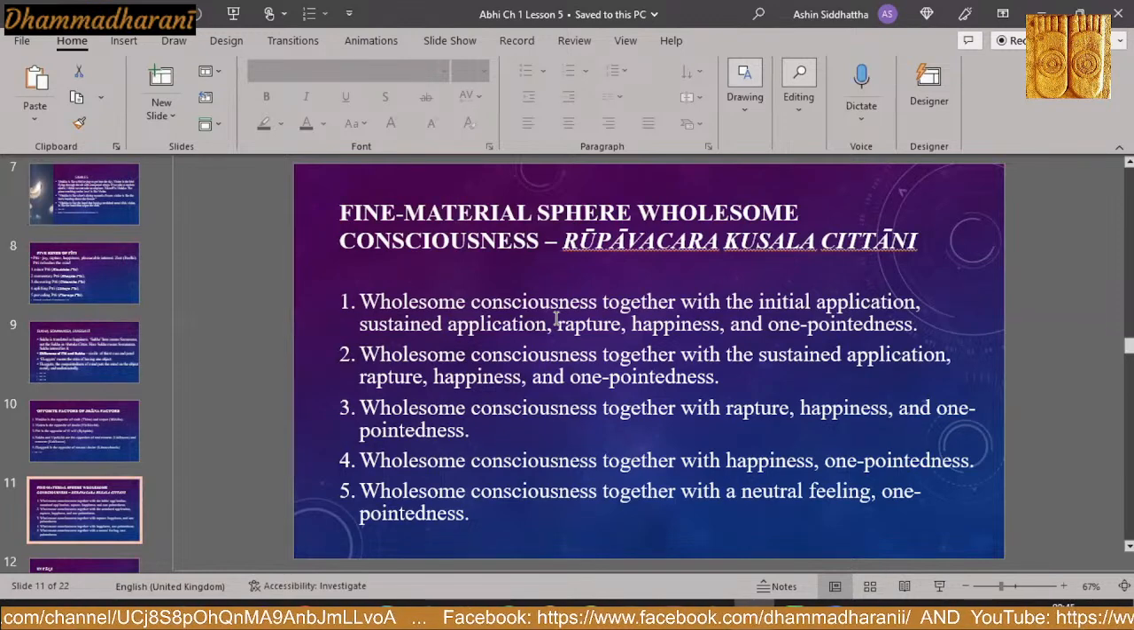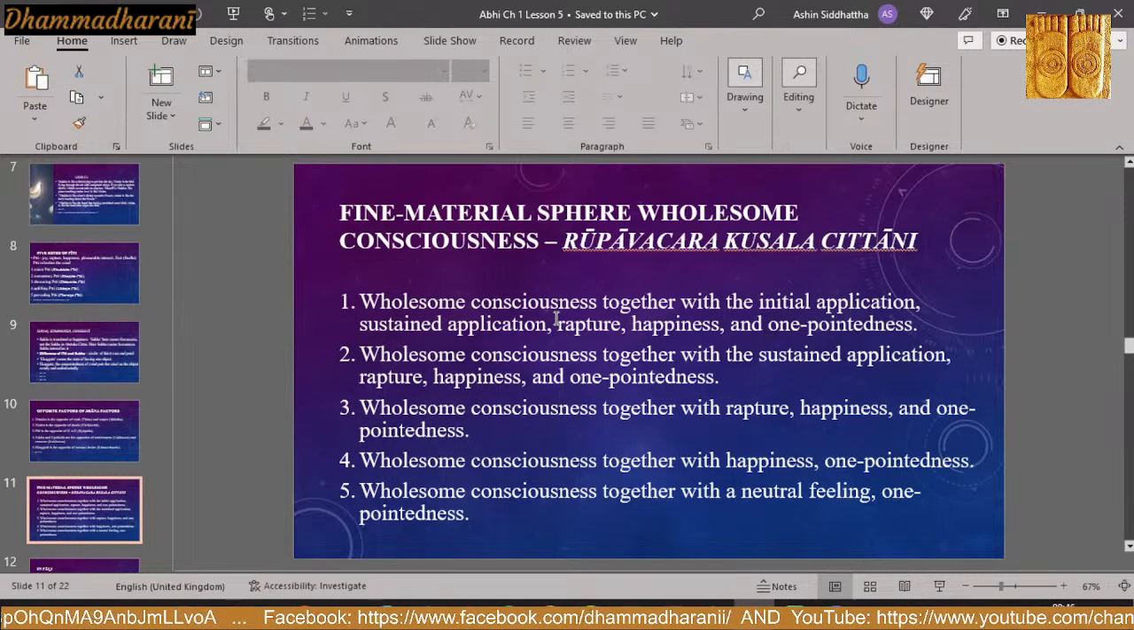Wholesome consciousness, there are 5. Rūpāvacara Kusalacitta. Number 1, wholesome consciousness together with the initial application, that's vitakka, sustained application, vichara, rapture, piti, happiness, sukha, and one-pointedness, ekaggata. Here I used a very similar method to translate this consciousness.